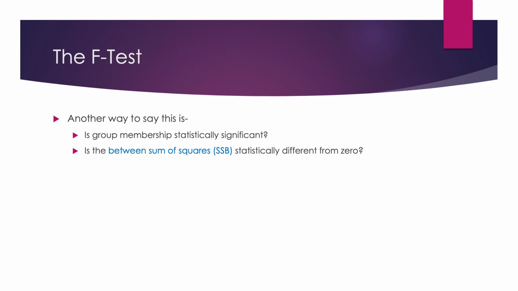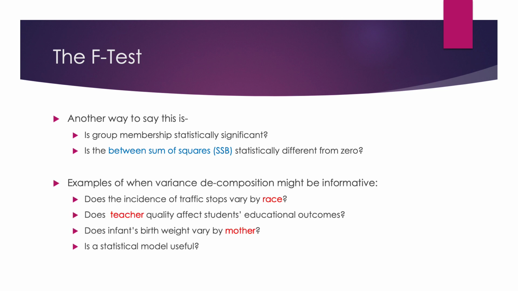So another way to say this is, is group membership statistically significant? Or is the between sum of squares statistically different from 0? And some examples of when variance decomposition might be informative could be some really current and pressing issues in policing, such as, does the incidence of traffic stops vary by race? Does having a certain teacher or teacher quality affect students' educational outcomes? Does an infant's birth weight vary by mother? Is a statistical model useful?